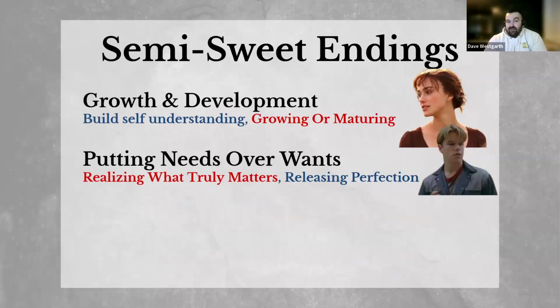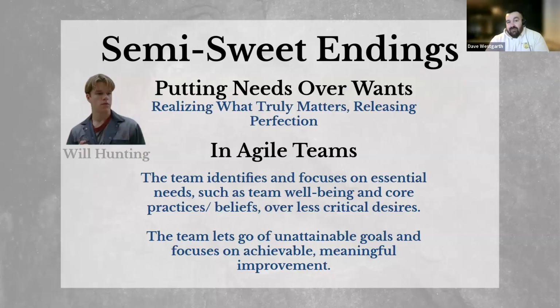For semi-sweet, the next one we can think about, instead of making those negative trade-offs that we talked about last time, where we sacrifice what we need in service of what we want, for semi-sweet endings we do the opposite in some ways. We sacrifice what we thought we wanted in service of realizing what we need. And Will Hunting's a good example of this, where he realizes what truly matters, releases that initial goal that he thought he wanted for something that's a higher order ideal. And releasing ideas of perfection is also very helpful. And we can relate that back to agile teams again.